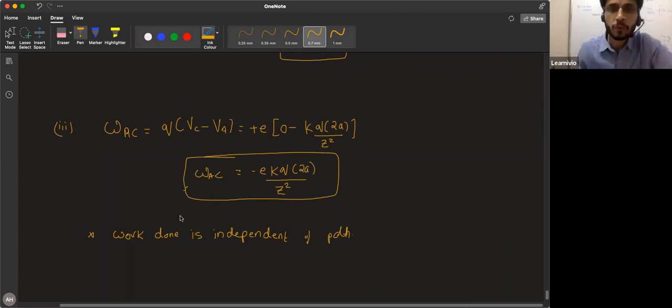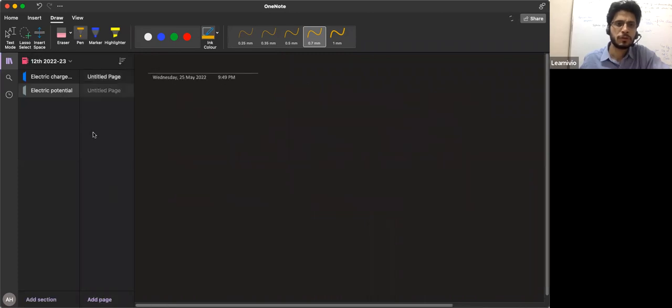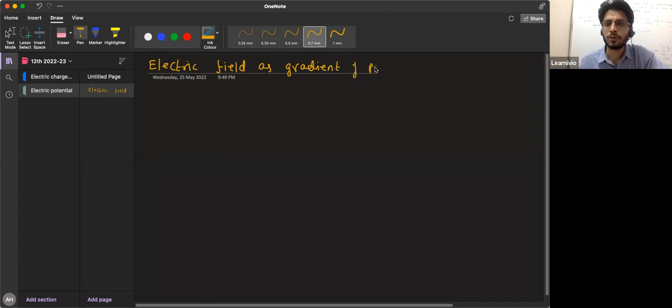Okay. So that was potential due to a dipole. After this, we will relate electric field and potential. We'll calculate a relation between field and potential. The topic is electric field as gradient of potential. So no need to do derivation of this particular topic. You will get numericals on it.